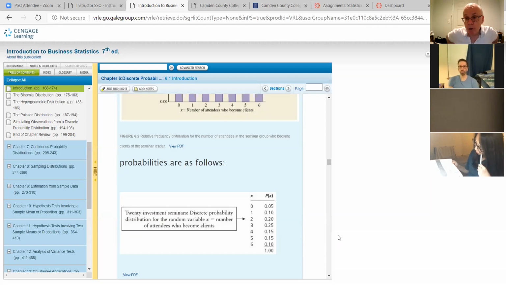The most frequent result would be what? 3. 3, okay, because 1/4 of the times that happens, right? But what if I ask the following question? What is the average number of attendees who become clients? What is the average number?